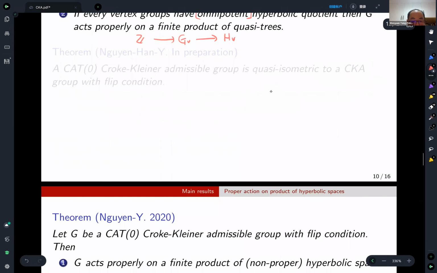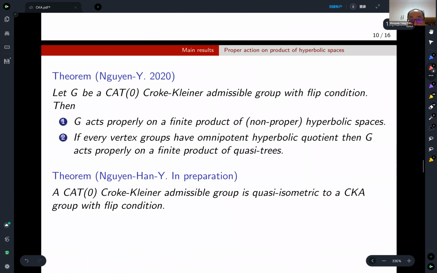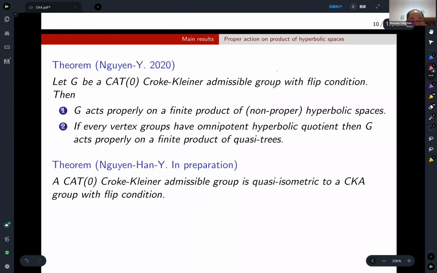Okay, now the other result in terms of the quasi-classification of CK groups is work in progress. We can prove that any Croke-Kleiner admissible group is quasi-isometric to a CK group with flip condition. Just as we said here in this theorem, we need to put a flip condition. This is very crucial in our proof.